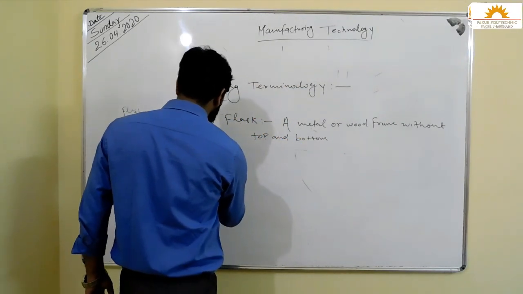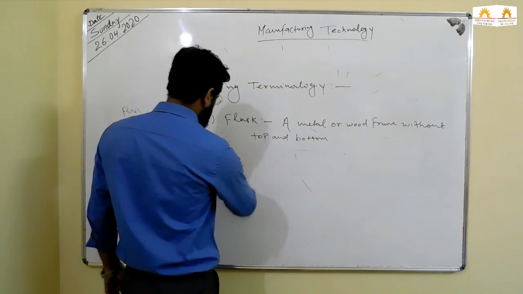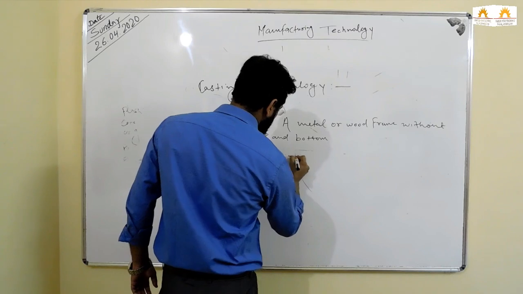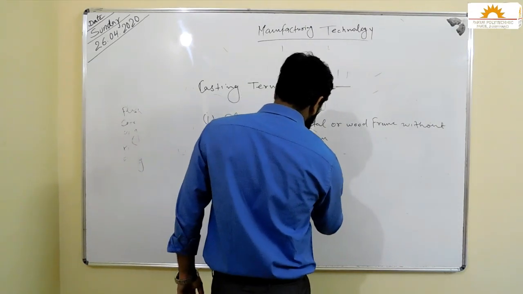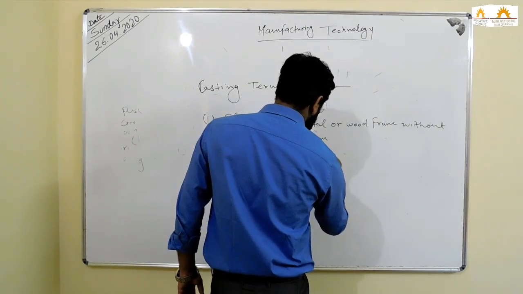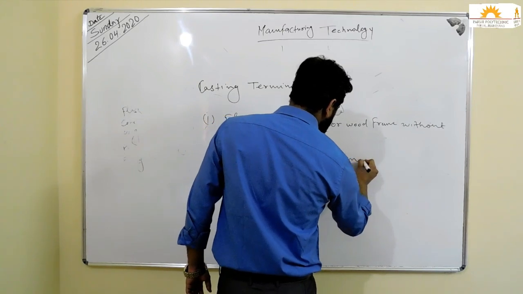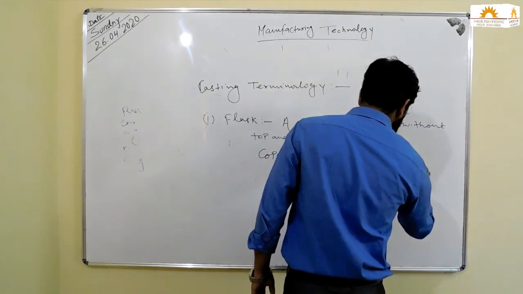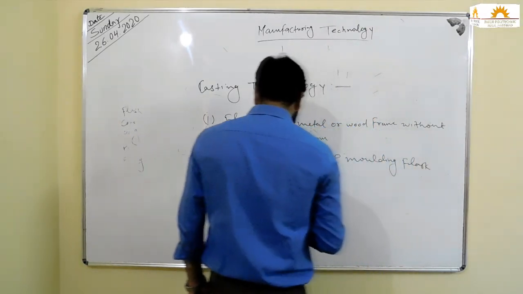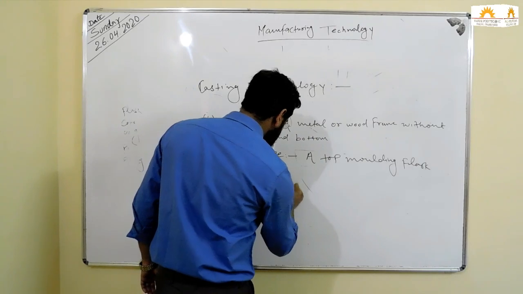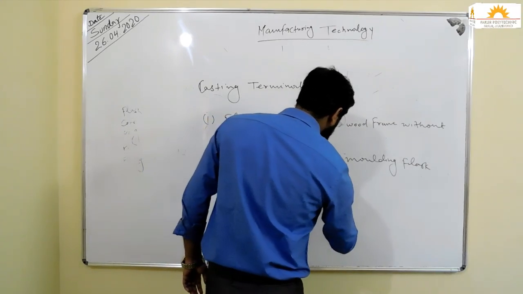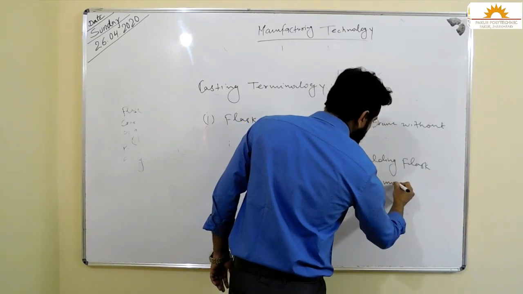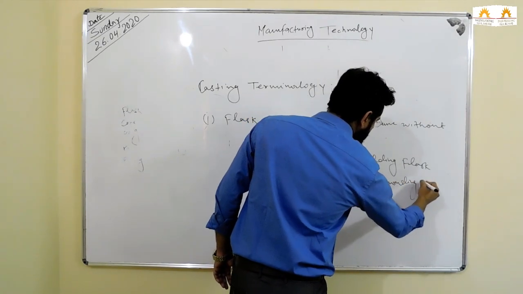Second, cope is actually a top molding flask, and drag is a bottom molding flask.